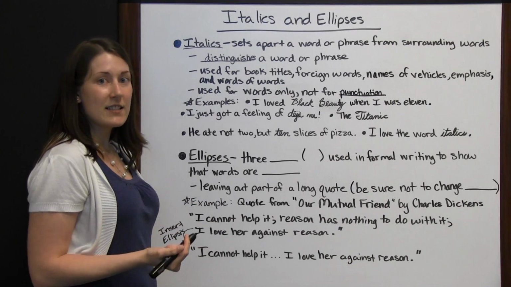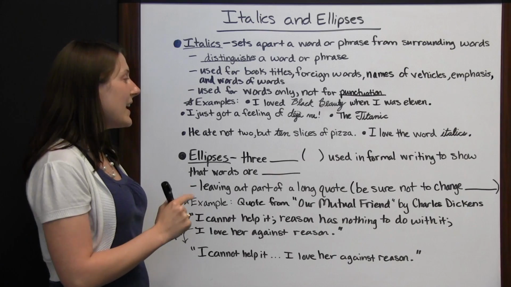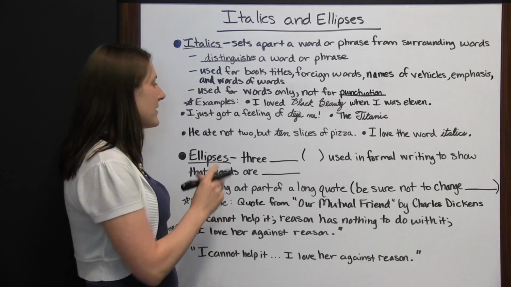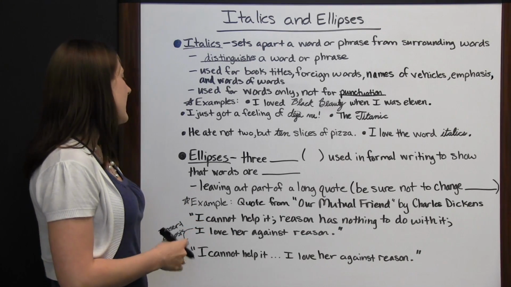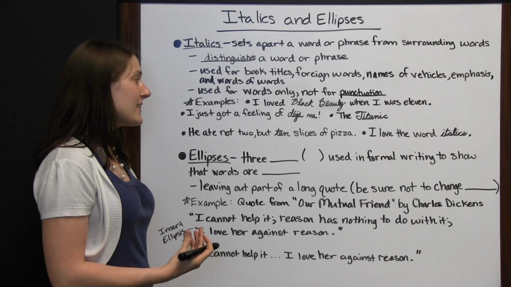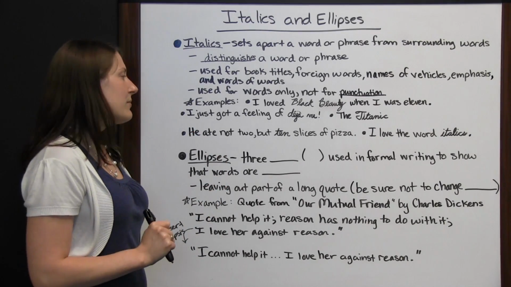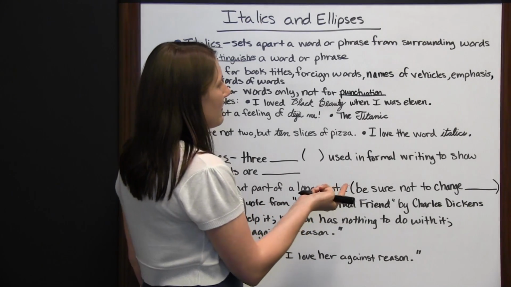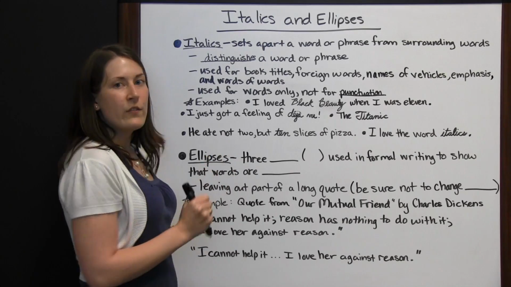So Titanic gets italicized. He ate not 2, but 10 slices of pizza. 10 being italicized gives emphasis to the word. You notice how when I read it, I emphasized the word 10. He ate not 2, but 10 slices of pizza. You're emphasizing just how great the number of slices of pizza was that he ate. And lastly, italics can be used to set off words of words.